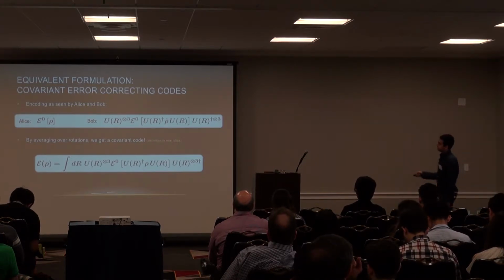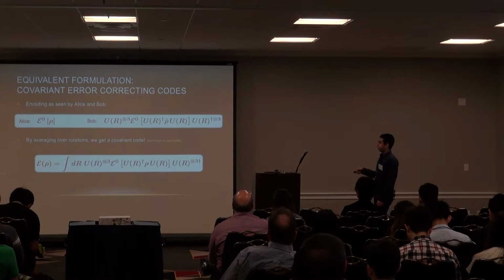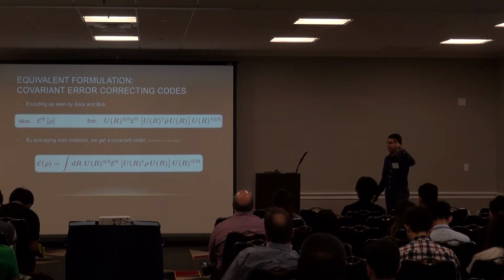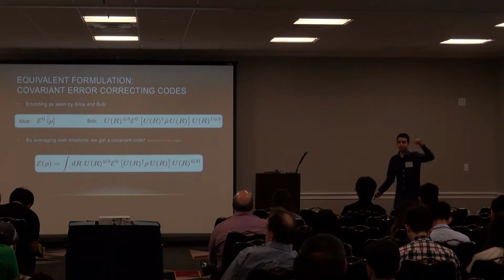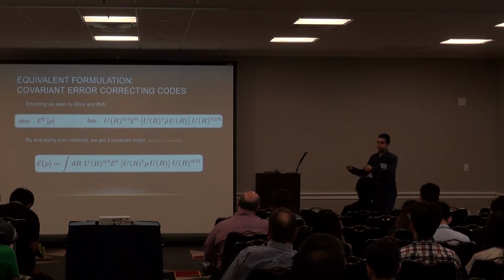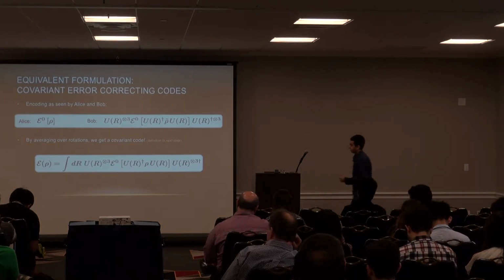And even at this stage, you can see that this channel doesn't know any coordinate system because it's already integrated. We are already integrating over all possible coordinate systems. So in that sense, this is covariant. But in the next slide, I will define exactly what I mean by the covariance.